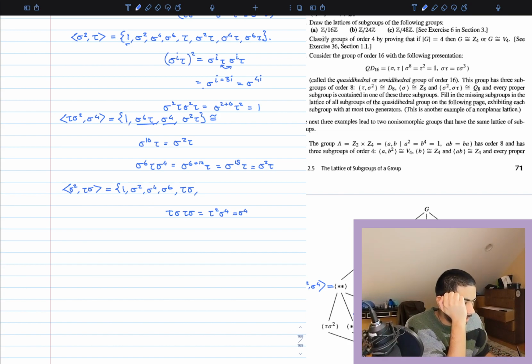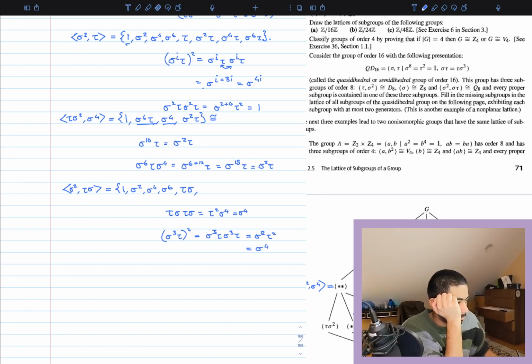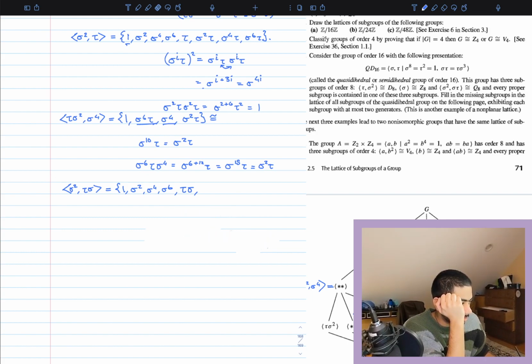Okay. And let's also verify that sigma cubed tau squared is also sigma to the 4. Once again, we swap these two middle ones. What do we get? We get sigma to the 12 tau squared, which really is sigma to the 4th. Okay. That's less worrying. What else have we got? Well, clearly we've got tau sigma cubed. Okay. What do you have to say of tau sigma cubed?